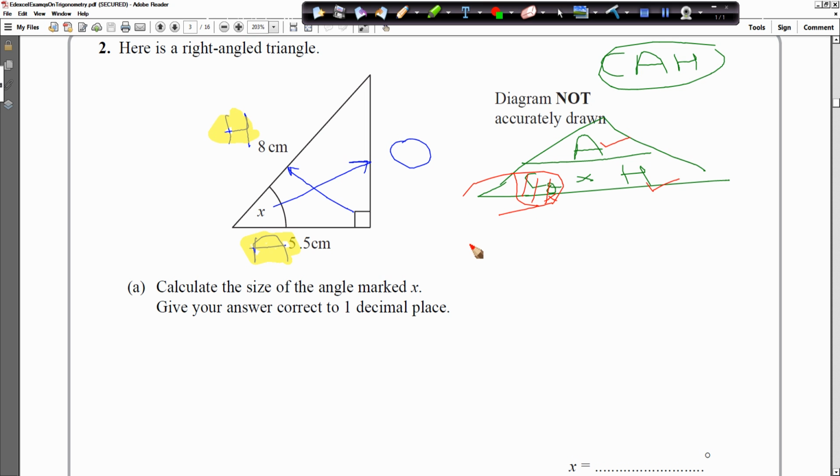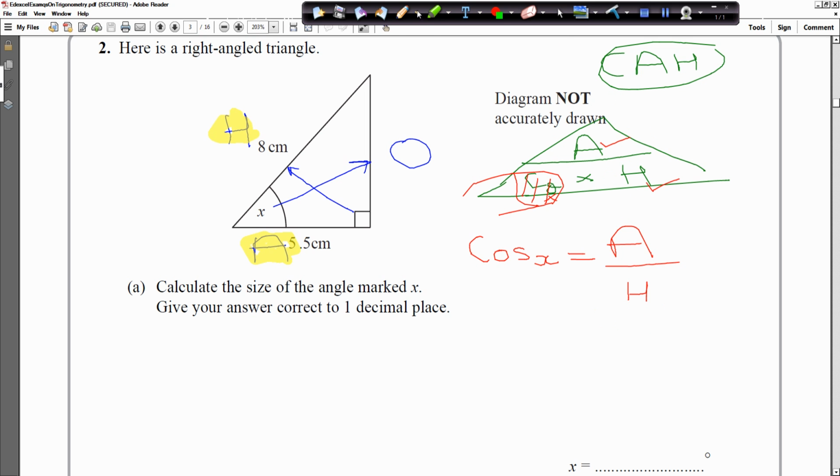So we can say the cos of the angle, actually the angle is X, we can replace the theta with X, is equal to the adjacent divided by the hypotenuse. Okay, so A over H.